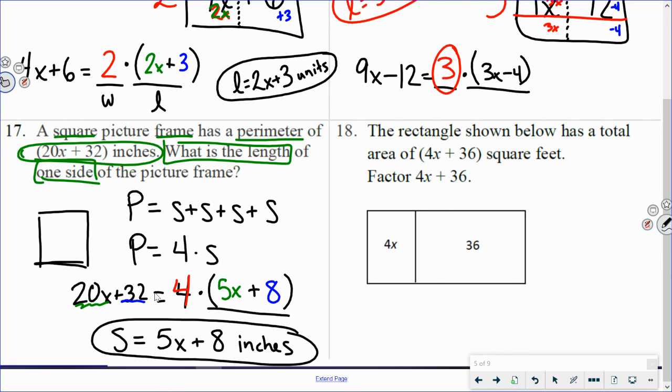If you don't believe it, you can always go back to the picture. 5x plus 8, 5x plus 8. You could add up all the x terms to get 20x. You could add up all the 8 terms, and that would give you 32, and it would check out.